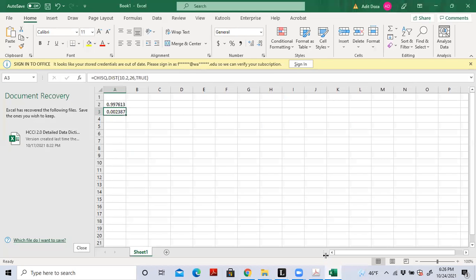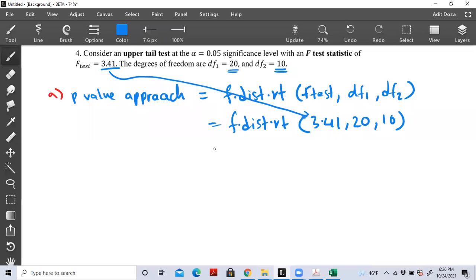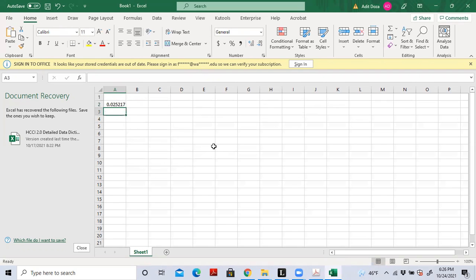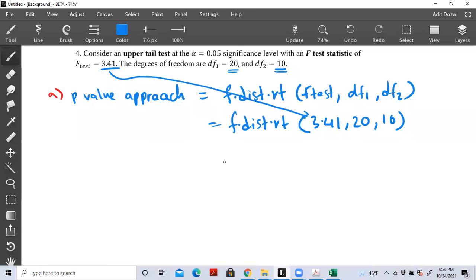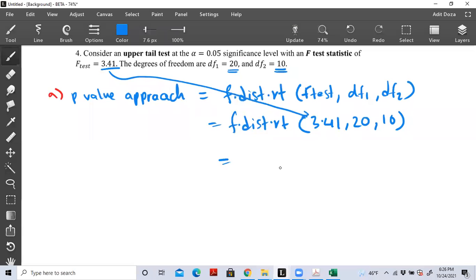So let's put it in the calculator. F.DIST.RT. The 3.41 is the statistic value, the first degree of freedom is 20, and the second degree of freedom is 10. We get 0.025217, right? So the p-value, taking 4 digits, is 0.02522. Okay, so this is the p-value.